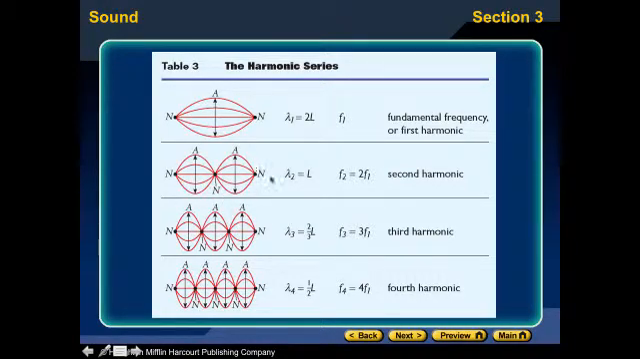The wavelength is L, going from this point to this point, all the way down. So the wavelength for the second harmonic is just 1L, because this is one wavelength. Here we have one wavelength and then another half, so 2/3 L is the wavelength. And then a half of L: here's one wavelength right here, so the wavelength is actually half of L. That's the fourth harmonic.